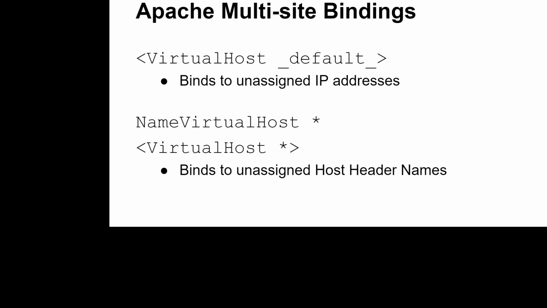For the NameVirtualHost, you can do the same thing for any unassigned host header names. You might have additional DNS entries that point to your particular IP address, but don't have a particular website specified for them. This is how you would set up a default. Hey, if you don't have a particular website for a particular DNS name, then use this virtual host instead. All right, that concludes this presentation on getting started with creating websites.